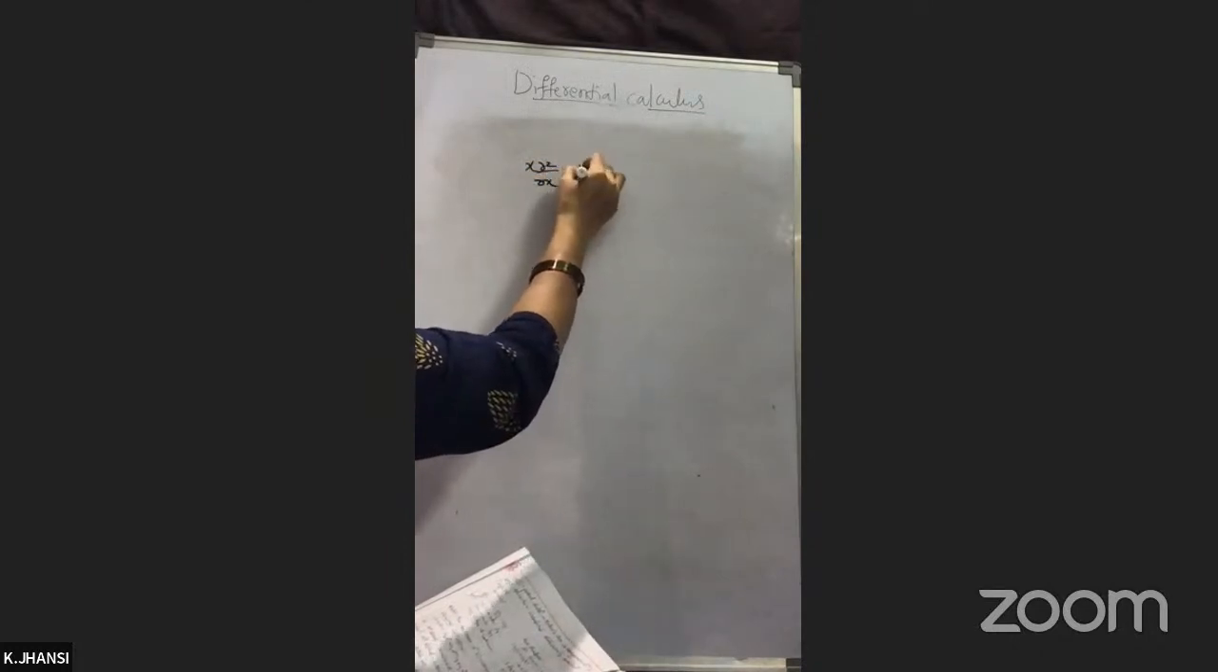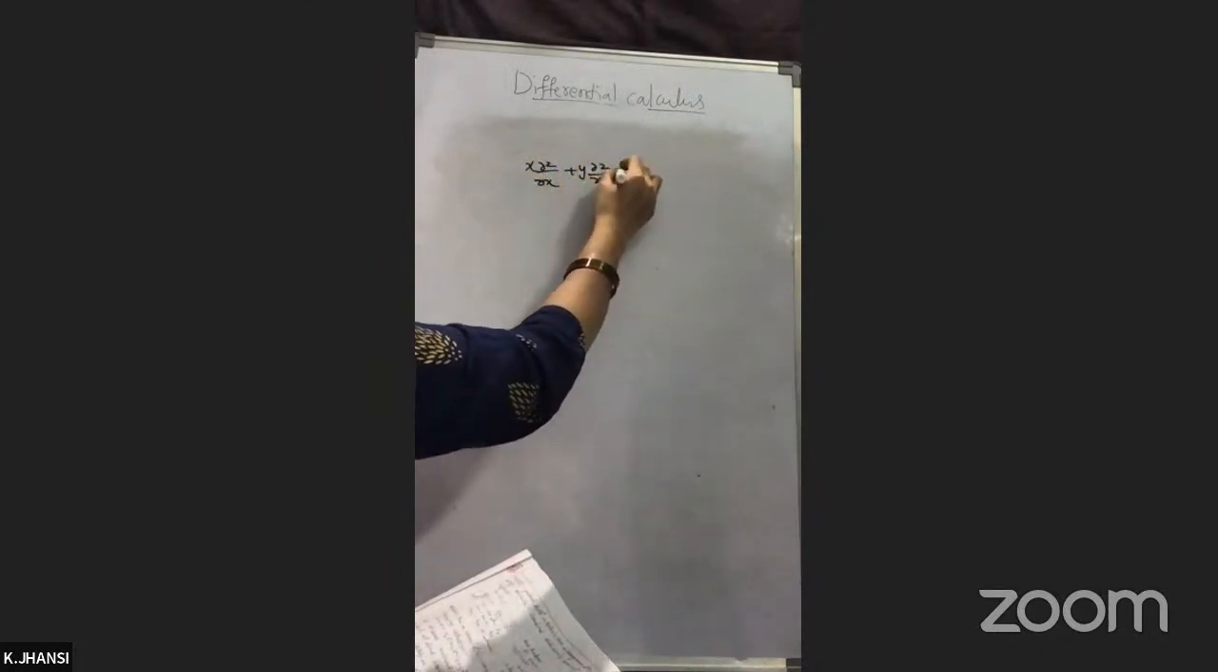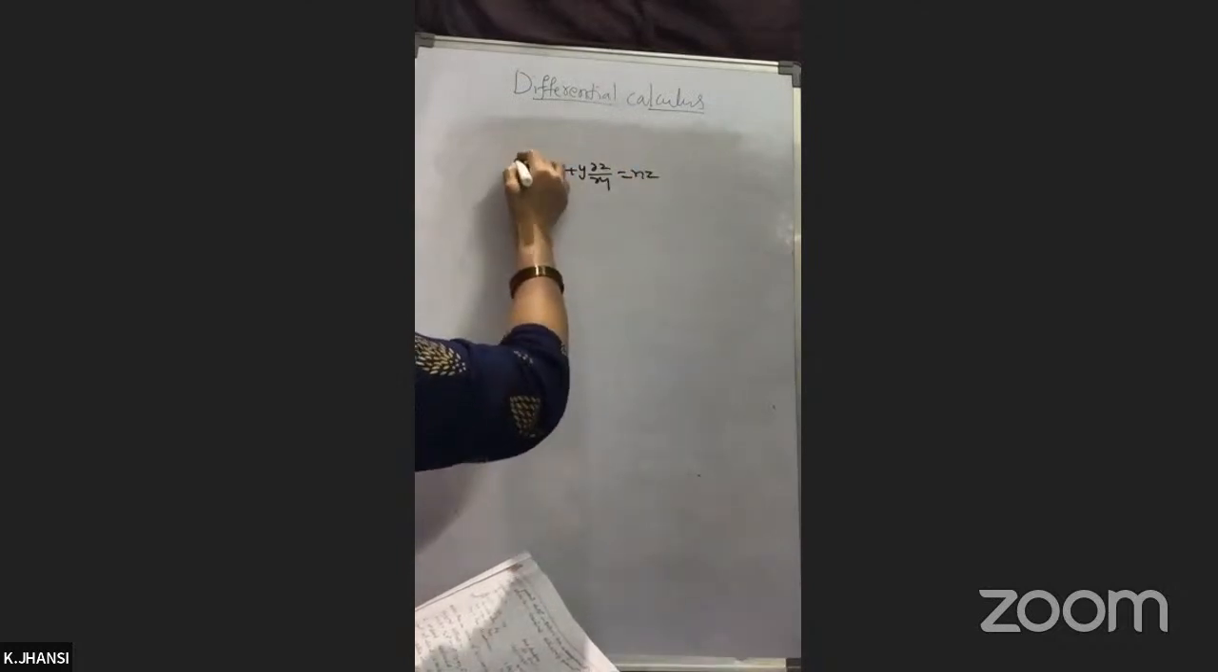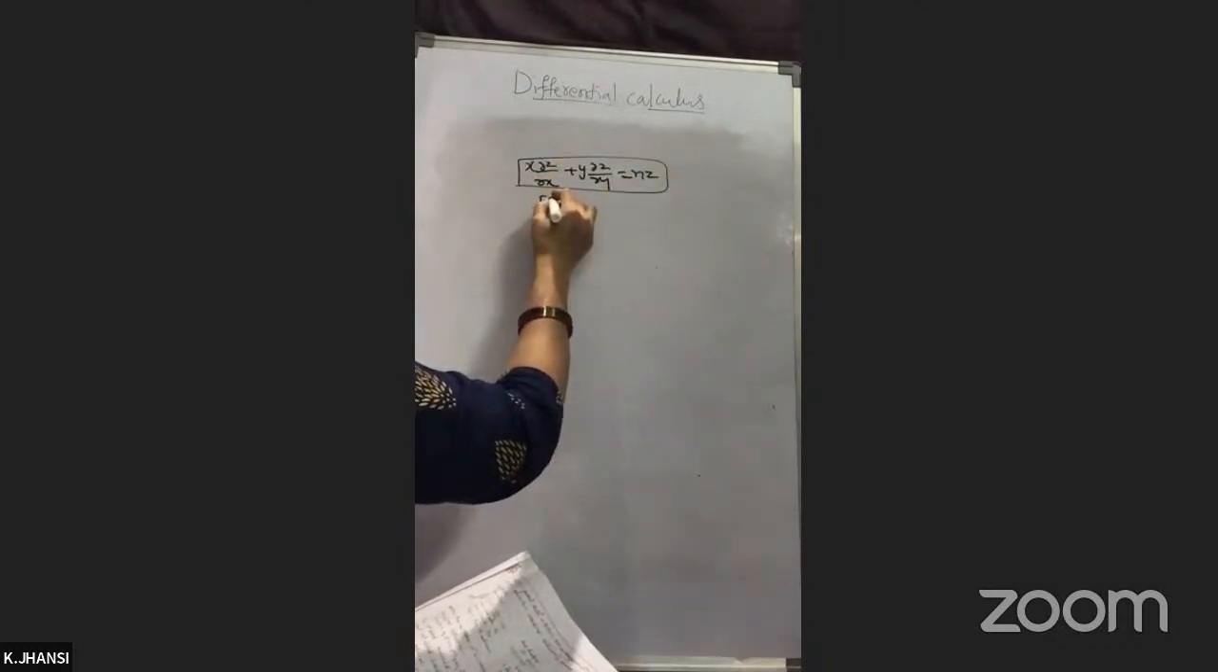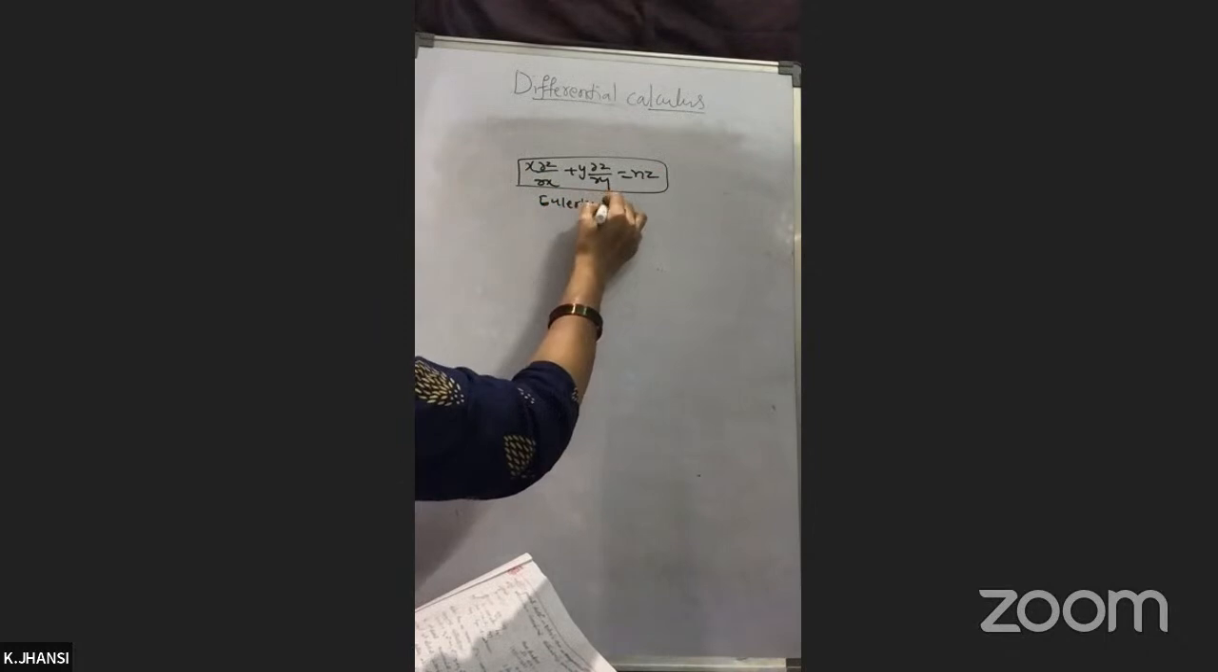Euler's theorem formula: if z equals f of x comma y is a homogeneous function of degree n in x comma y, then x into dou z by dou x plus y into dou z by dou y equals n z. This is Euler's theorem. This representation you may also get as a 1 mark question in the examination.